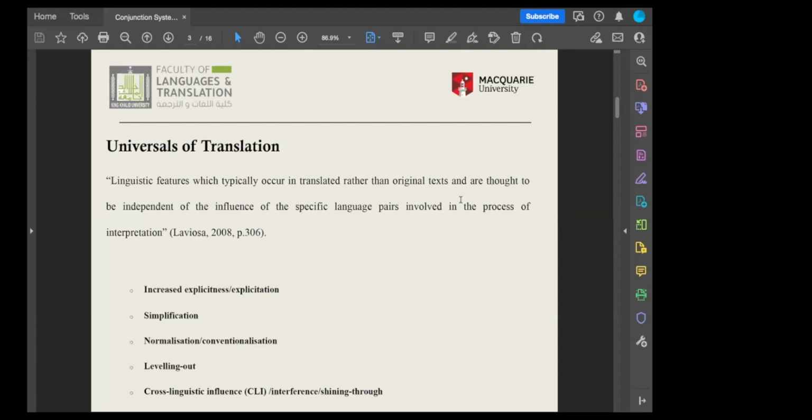Cross-linguistic influence, or sometimes it's called in translation studies source language interference or source language transfer or shining through, is one of the most potent linguistic features that constantly appear to distinguish translated language from non-translated language. Some go even further and view it as the only true universal feature of translation, because it always exists in translated language. It's a kind of inevitable feature that appears in every translation, in different degrees.